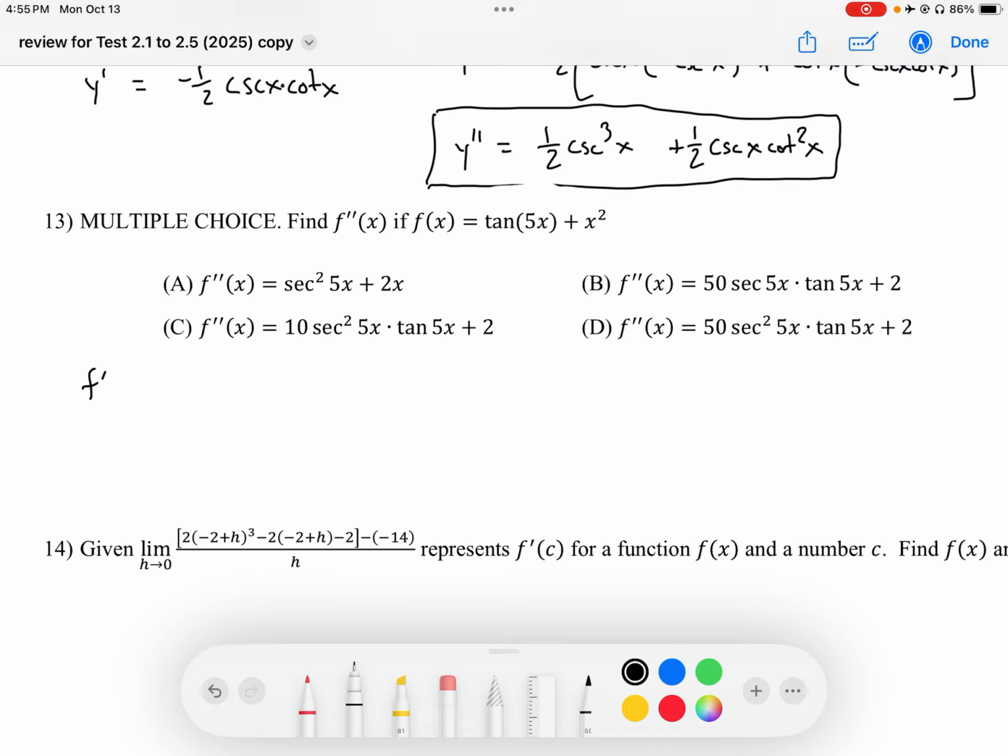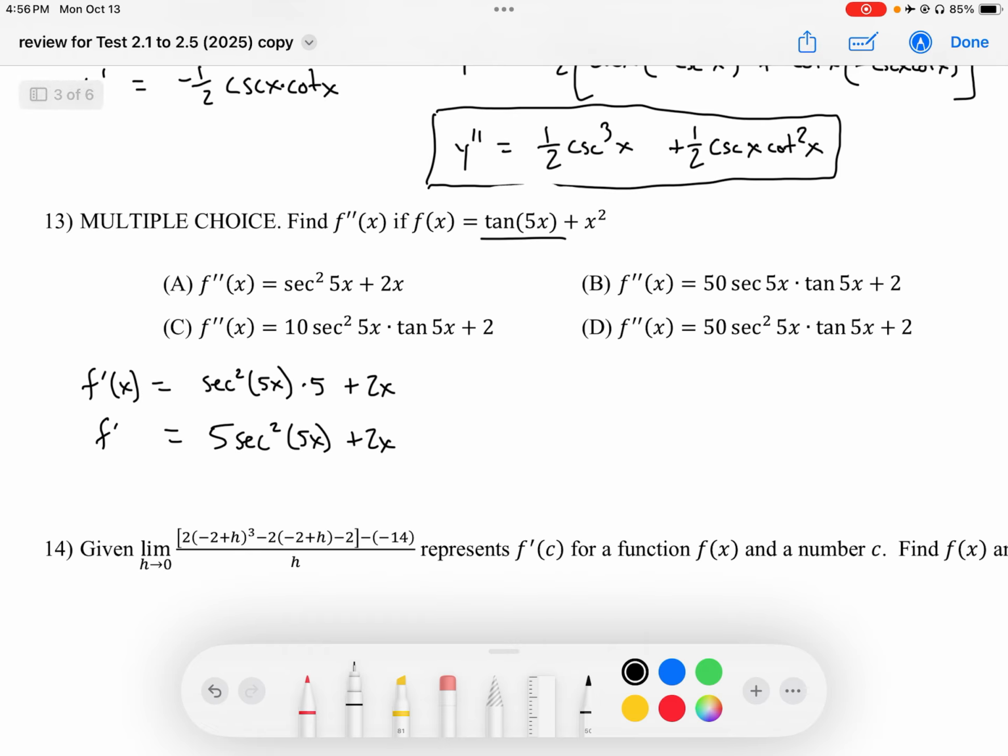Let's find f prime. f prime of x would be, so we're going to take the derivative of tangent of 5x. That's a classic little simple chain rule problem. So we're going to take the derivative of tangent, leave 5x alone. Derivative of tangent is secant squared. Okay, and now we need to multiply by the derivative of the inner function, which is 5. Okay, and then we need to add the derivative of x squared, which is 2x. Okay, so f prime of x is going to be 5 secant squared of 5x plus 2x.